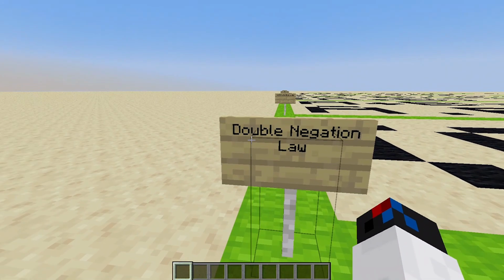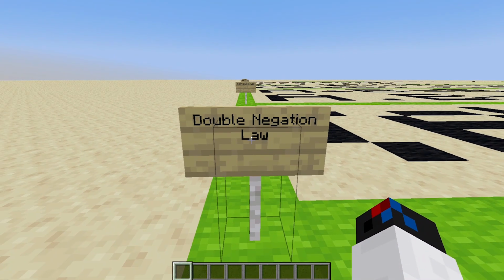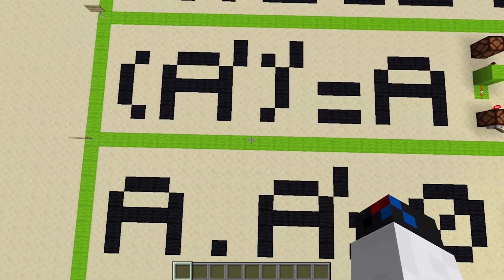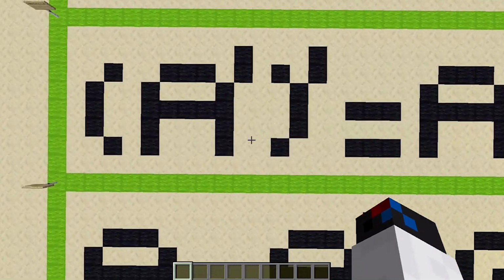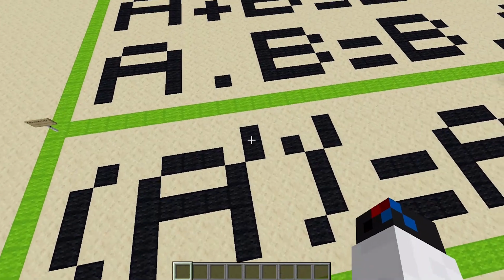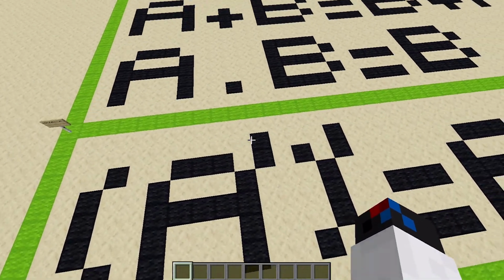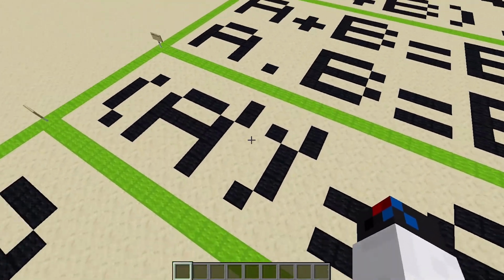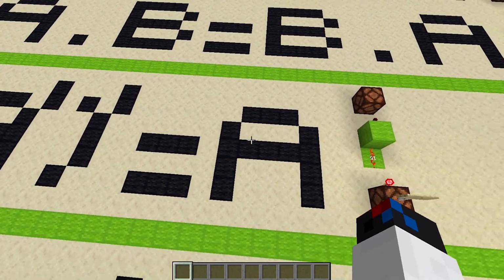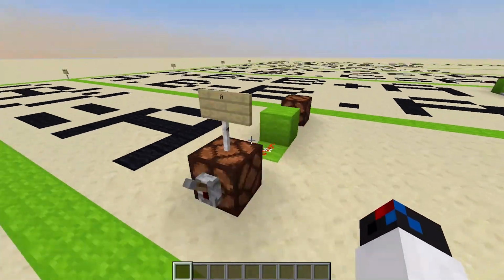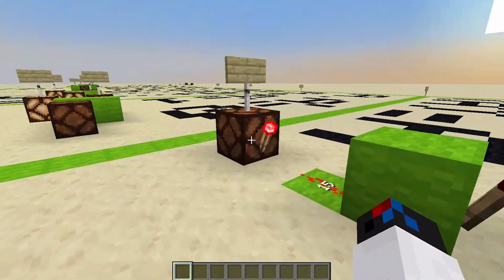Okay, next one, the double negation law. The double negation law is like this. We have A not, and then we not it again, so not A not will give us A. And you can clearly see that over here.